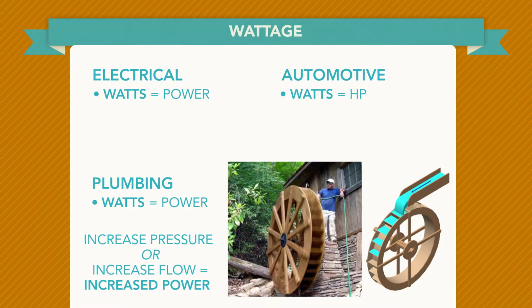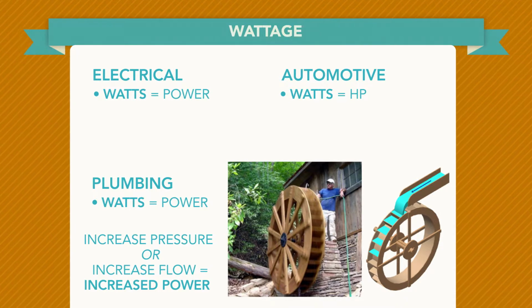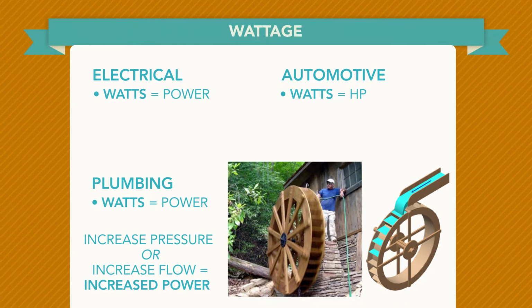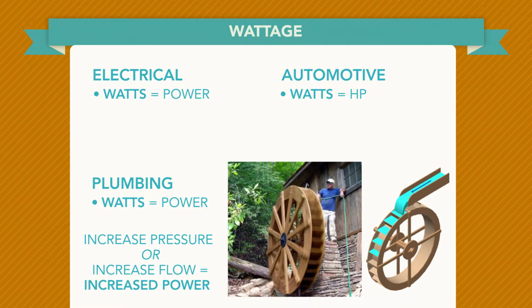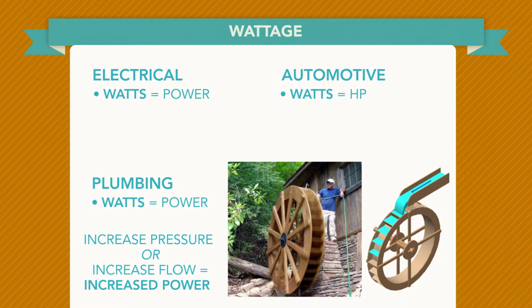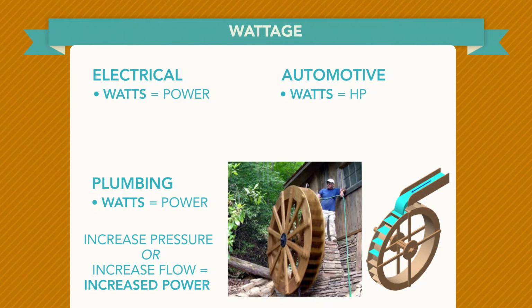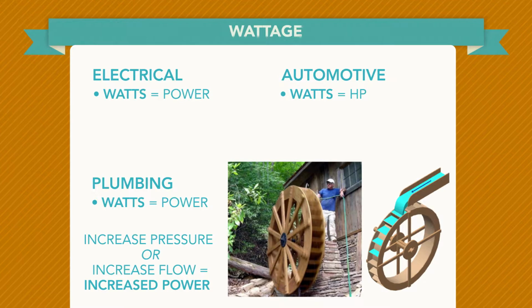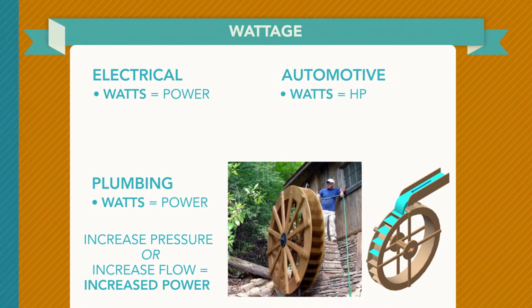If you increase the pressure of the water coming out of the hose, it hits the water wheel with a lot more force and the wheel turns faster, generating more power. If you increase the flow rate, the water wheel turns faster because of the weight of the extra water hitting it. With an engine, if you increase either RPMs or torque, you will increase horsepower.